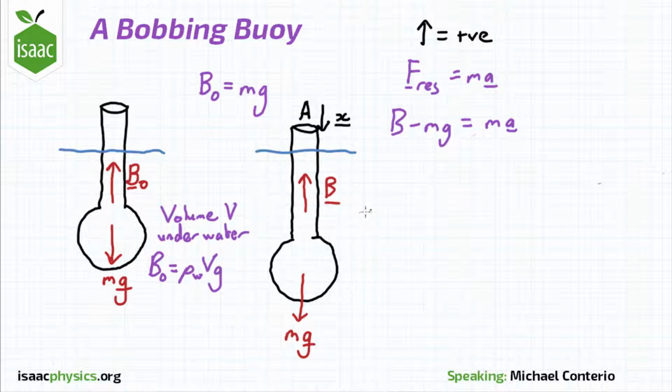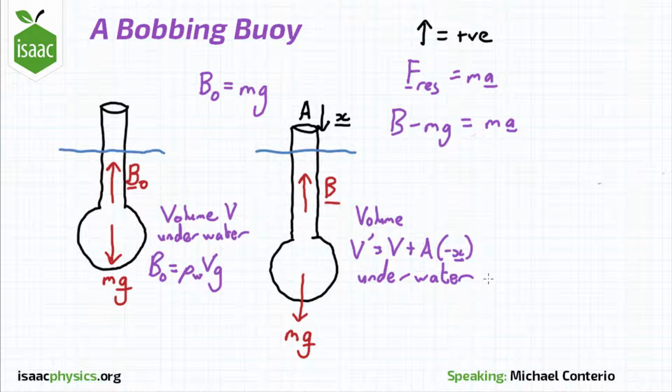When the buoy has been pushed down by a distance x, the volume underwater v dash is v plus A times minus x, because we're taking changes in x upwards as positive. And so if the buoy is displaced downwards, increasing the volume in the water, then x is negative, and so A minus x will give you a positive additional volume.